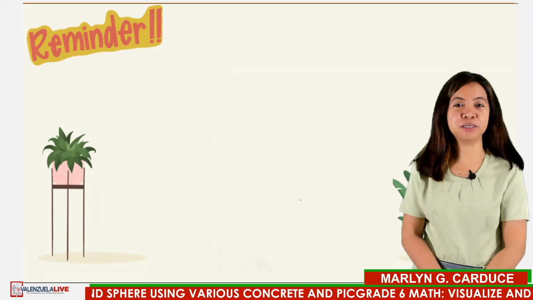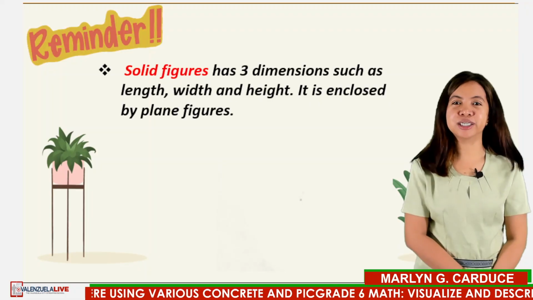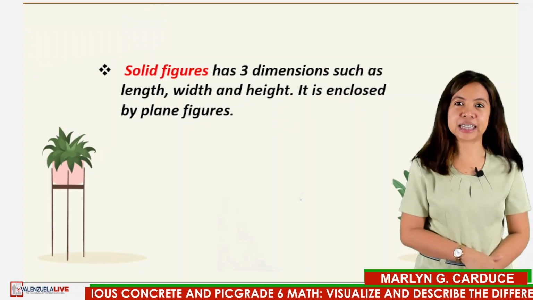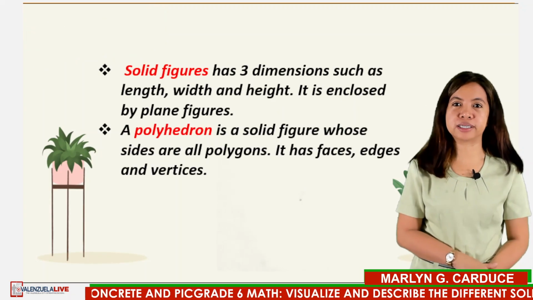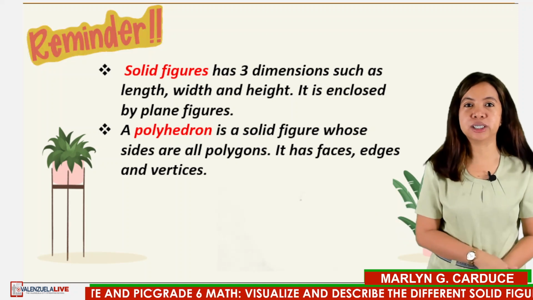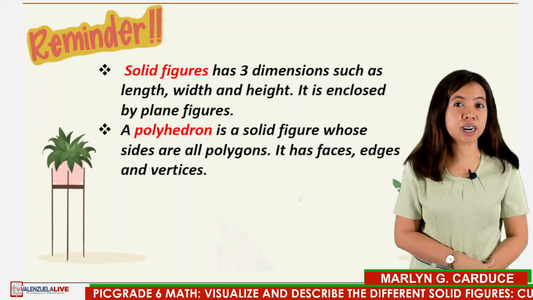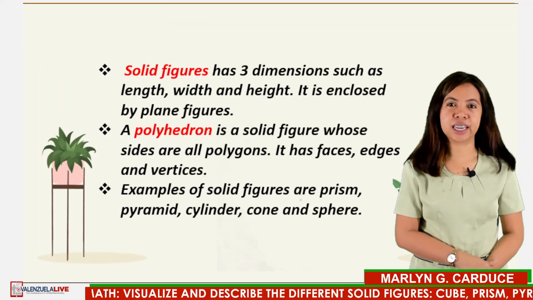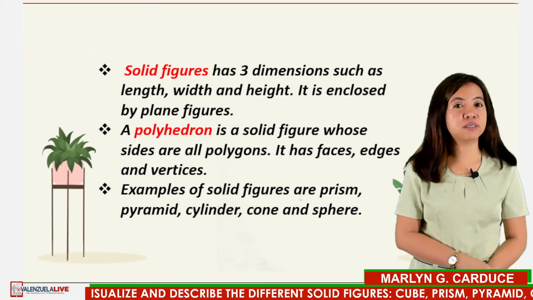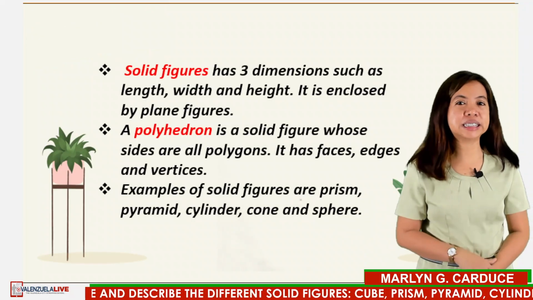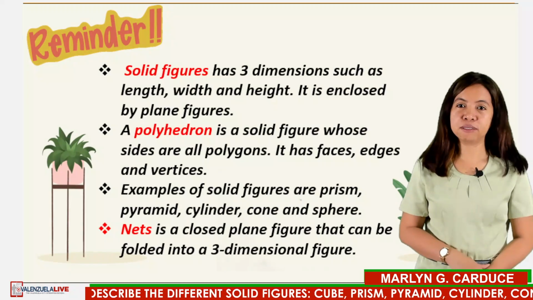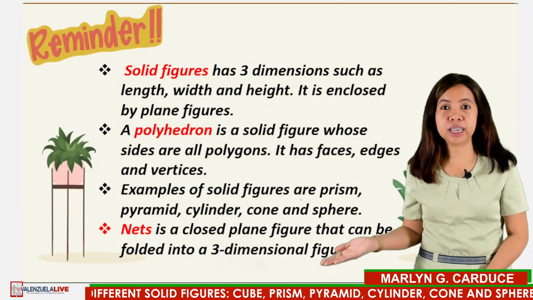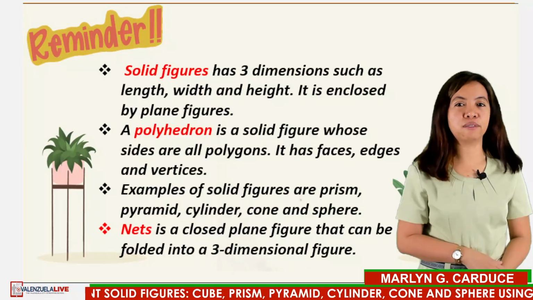Okay, so to wrap up our lesson for today, just remember, class, that solid figures have 3 dimensions such as length, width, and height. It is enclosed by plane figures. Another thing is a polyhedron is a solid figure whose sides are all polygons and it has faces, edges, and vertices. So we have different examples of solid figures. Those are prism, pyramid, cylinder, cone, and sphere. And for the last, a net is a closed plane figure that can be folded into a 3-dimensional figure.